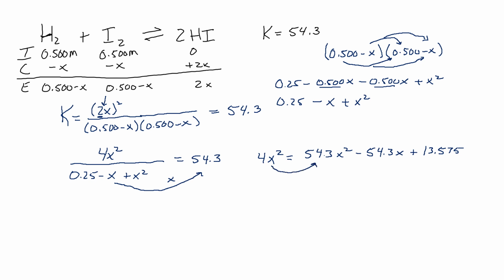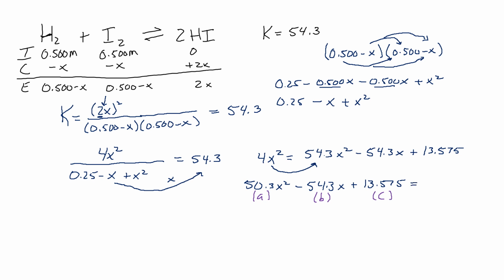And when I do, I will now have my quadratic equation, which will be 50.3x squared minus 54.3x plus 13.575 in this case. That's going to be our A, that would be our B with the negative, and that would be our C as well. And by the way, that does equal 0 here.